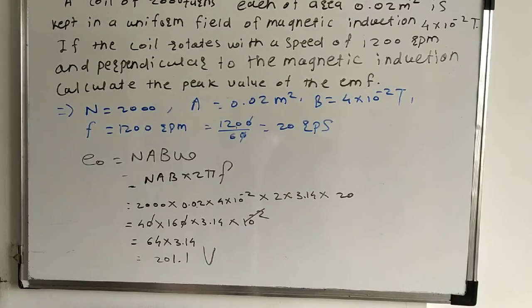The frequency is given not in the SI unit, actually it is in RPM, rotations per minute. We have to convert this value into RPS, so we divide the number of the frequency by 60. So now the value of the frequency is 20 RPS. The formula is NAB omega, so NAB 2 pi f. If we put in all the values, then finally we get the value 201.1 volt.